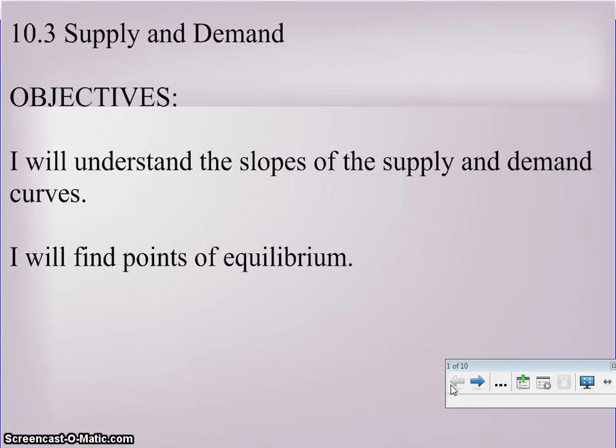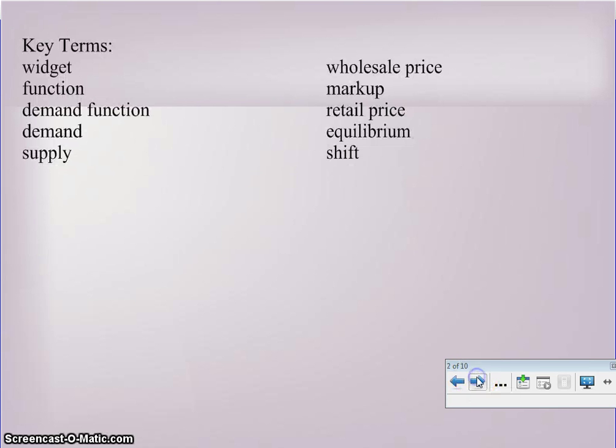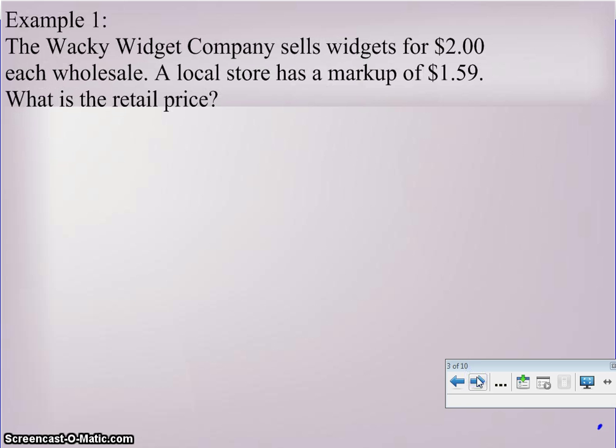Let's go ahead and get started with Chapter 3 in Unit 10. The objectives for today: I will understand the slopes of the supply and demand curves, and I will find points of equilibrium. Here you will find the vocabulary words for this particular chapter. Make sure you review those before completing this video.